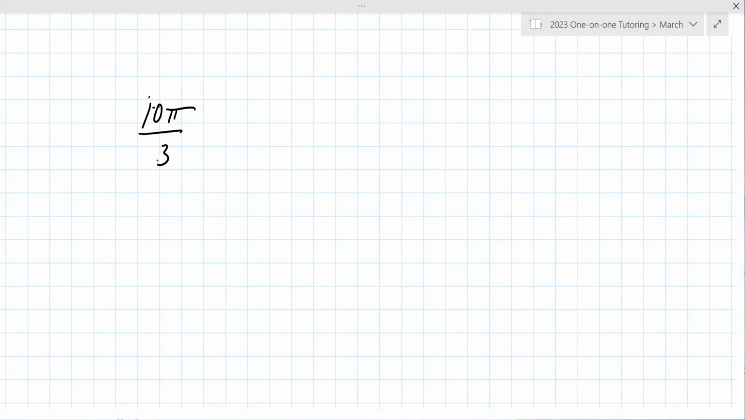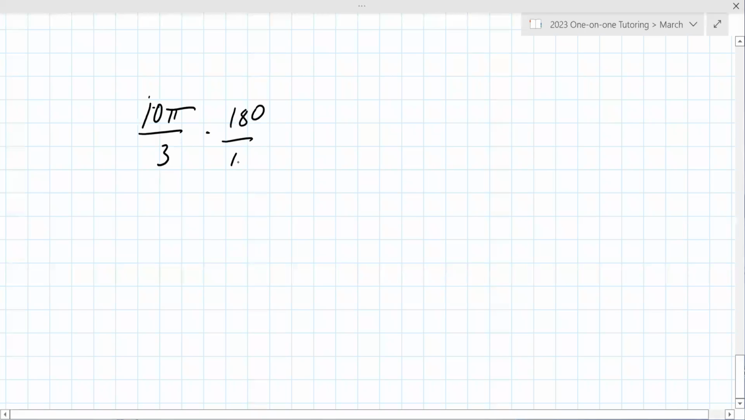All right, yeah. So then 10 pi over 3. Am I going to write 10 pi over 3 times 180 over pi? Yes, and then the pi's cancel each other. That's right. And then is the answer 600? It is 600, yeah.